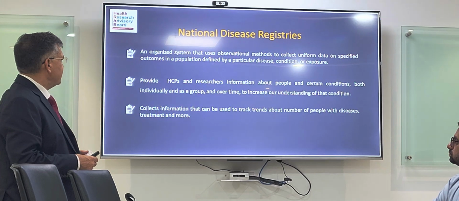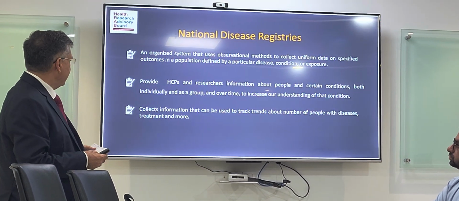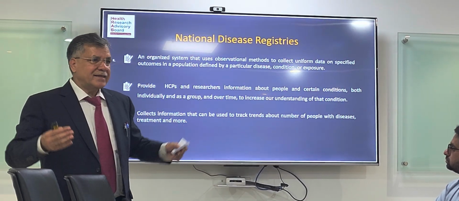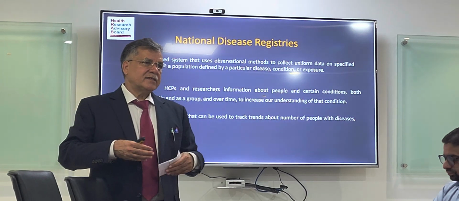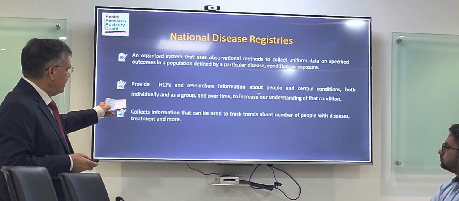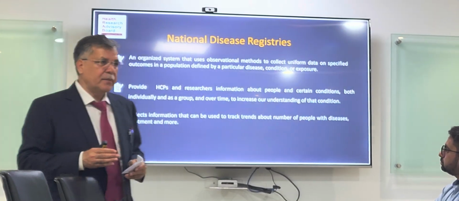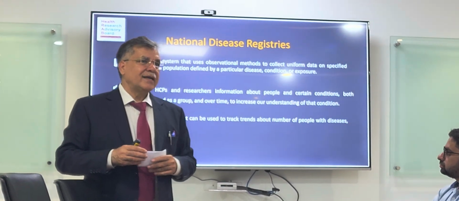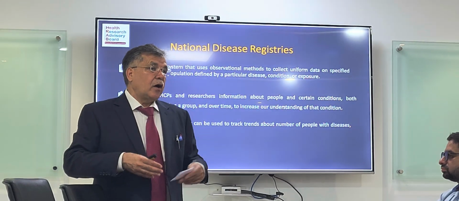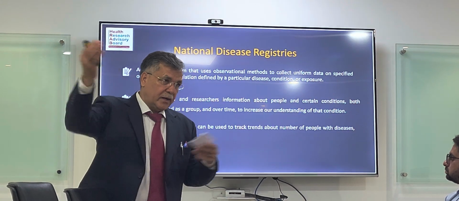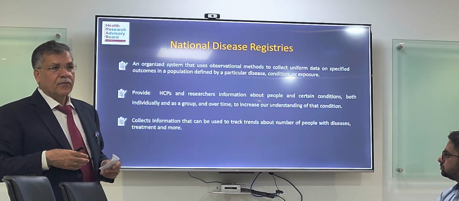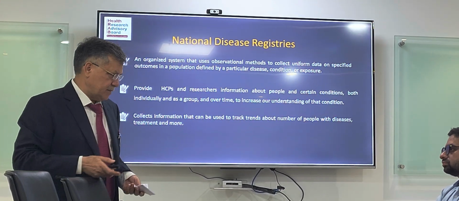So the National Disease Registry, what it is, is basically an organized system that uses observational methods so that data can be collected in a form which is palatable as well as useful for research. So the research information regarding the people, what sort of clinical presentation they share, what the outcome is, what the prevalence is, so that we can establish the curriculum accordingly. So these basically collect information that can be used for teaching, training as well as research.